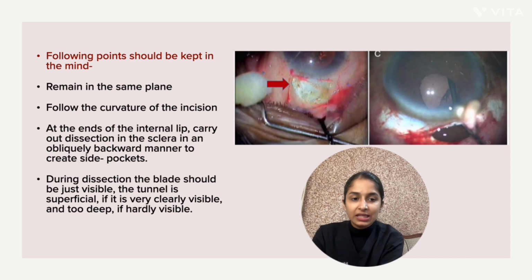Must keep these points in mind: we should maintain a constant plane throughout and always follow the natural curvature of the incision for a smooth tunnel. And at the ends, extend the dissection obliquely backwards to form proper side pockets. Also, the blade should be just visible during the dissection. This indicates correct depth. And always remember, if it is too clearly visible, it is too superficial, and if it is seen only with difficulty, it is too deep. So proper technique ensures a well-formed self-sealing tunnel.